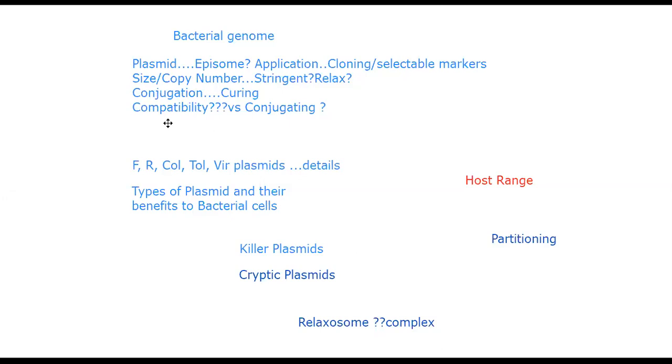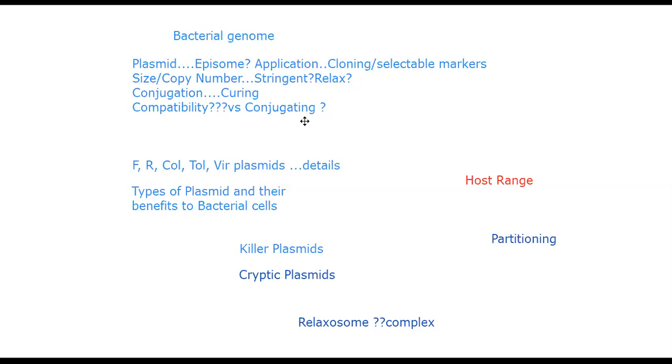So both are different. Now conjugation and terms like curing. First of all, what is conjugation and what is a conjugating plasmid? The bacteria may have two types of plasmid. One which can be transferred from one bacterial cell into another bacterial cell is called conjugating, meaning they have some genes, for example TRA genes, which help these plasmids transfer from one bacterial cell into another.